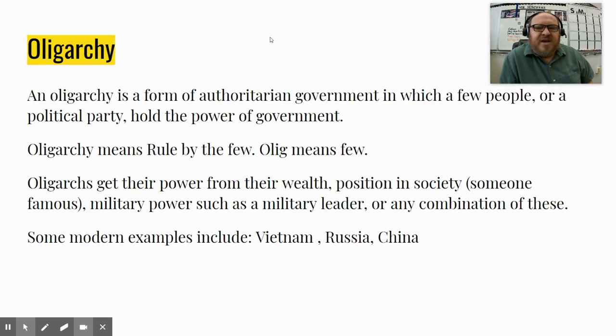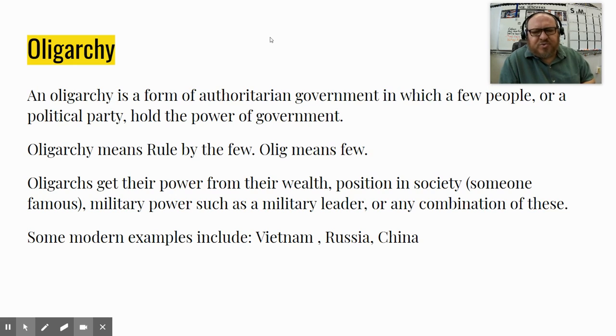An oligarchy is a bit different. And this is where we have the examples of Vietnam right now, Russia, China, where you have a political party or a small group of people that hold all of the political power within the government, and they are authoritarian. Oligarchy, we break that up into olig and archy. Archy meaning rule, olig means few, so rule of the few.